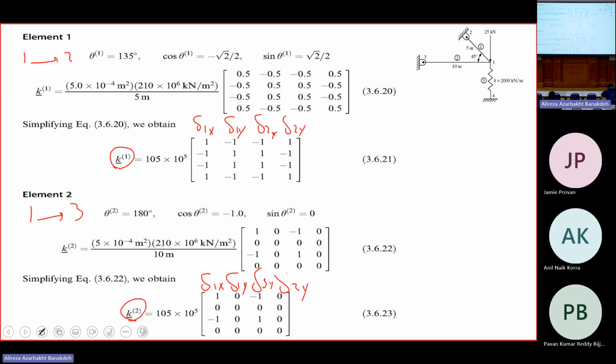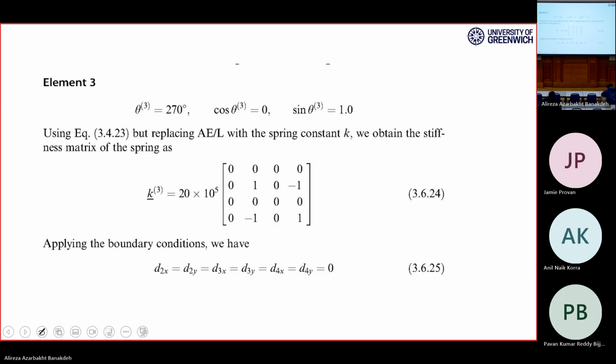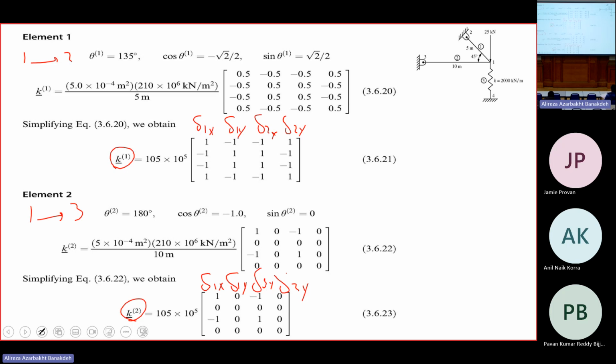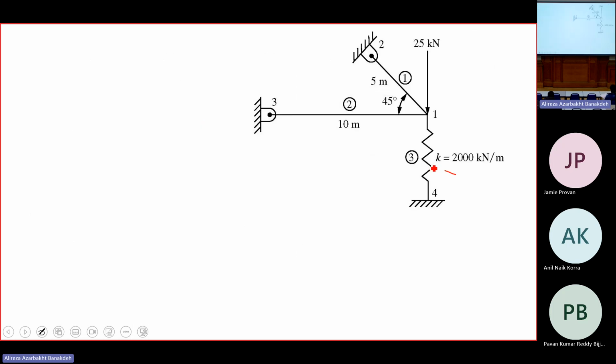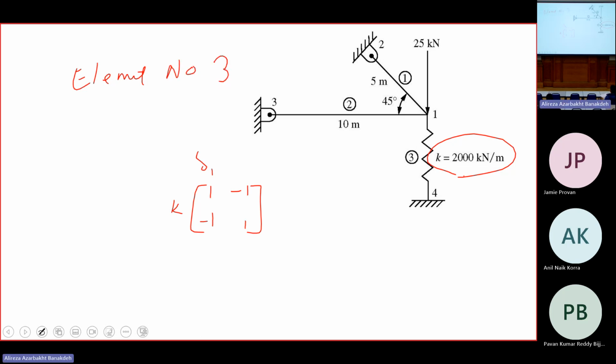All right? Just keep them for later on. But for element number 3, you can follow the same procedure as the bar elements, or you can simply say the element number 3, this one, has a stiffness matrix 2 by 2, which is K 1 minus 1 minus 1 1, and the degrees of freedom are delta 1y for element number 3. You should say which one is connecting to what.